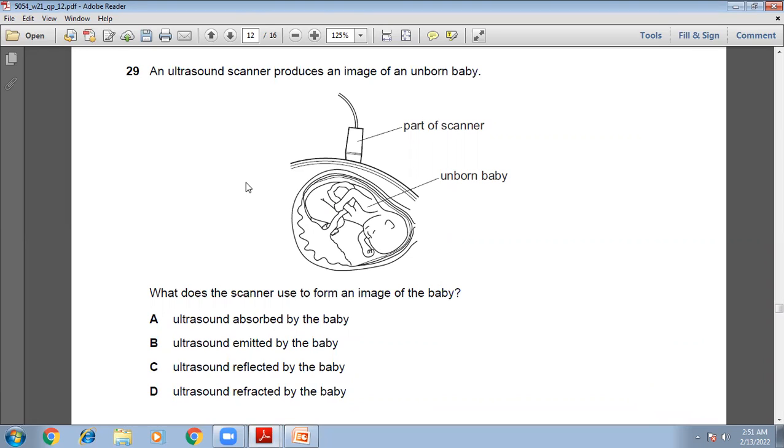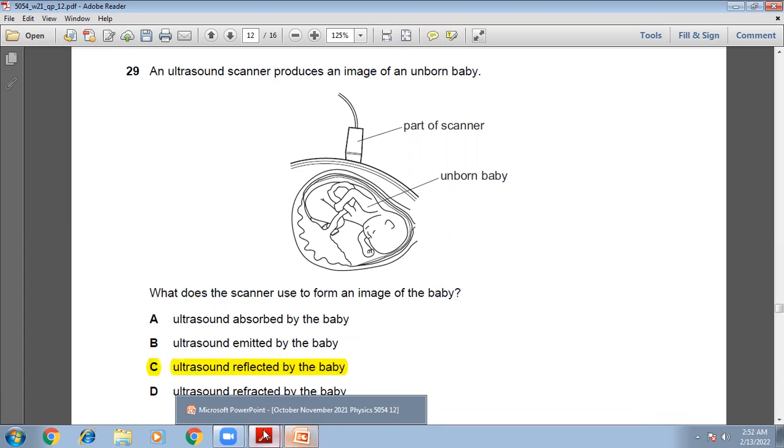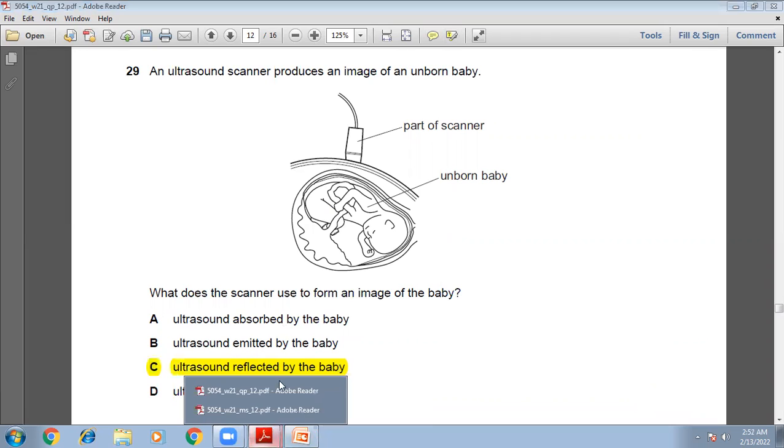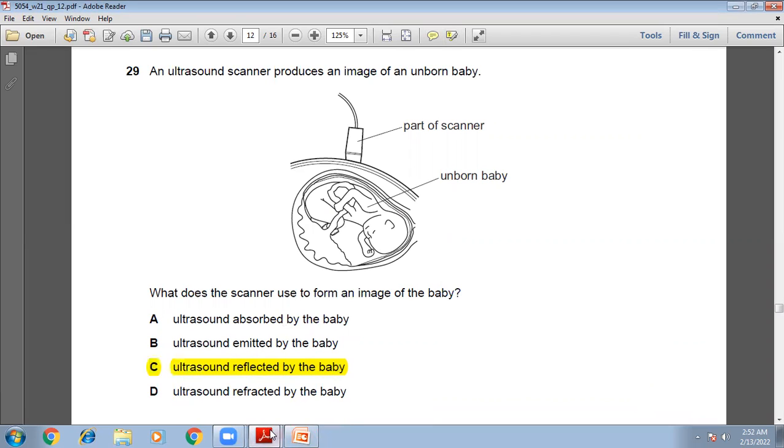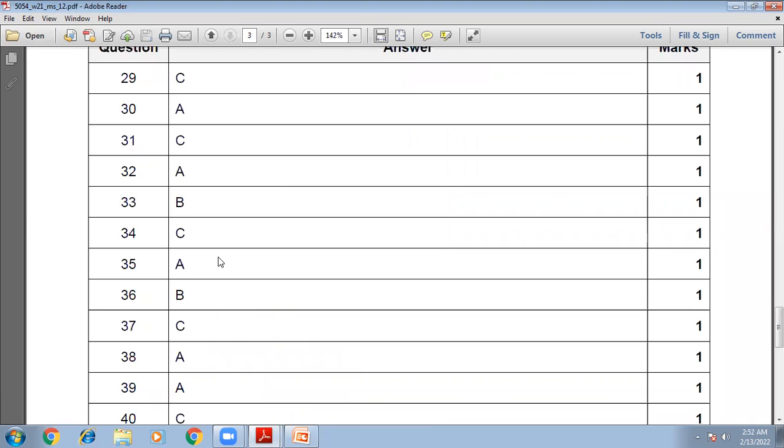So what does the scanner use to form an image of the baby? Ultrasound absorbed by the baby? No. Ultrasounds emitted by the baby? No. Ultrasound reflected by the baby? Yes. The ultrasounds which are reflected by the baby. And ultrasounds refracted by the baby? No. So I think C is the choice. Question number 29. C is the choice. Yes, that's right.